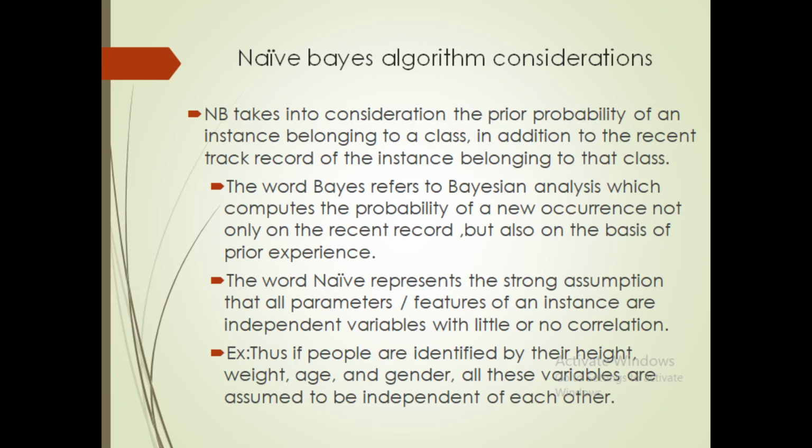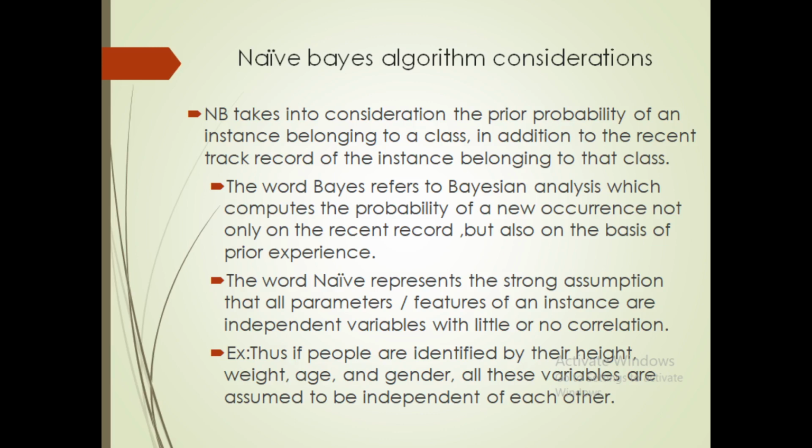We'll see what considerations we have taken for naive Bayes. Naive Bayes takes into consideration the prior probability of an instance belonging to a class in addition to the recent track record of the instance belonging to that class. Here the naive Bayes algorithm is divided into two things. One is Bayes, another one is naive. We'll see the reason for the word Bayes. The word Bayes refers to Bayesian analysis, which computes the probability of a new occurrence not only on the recent record but also on the basis of prior experience.